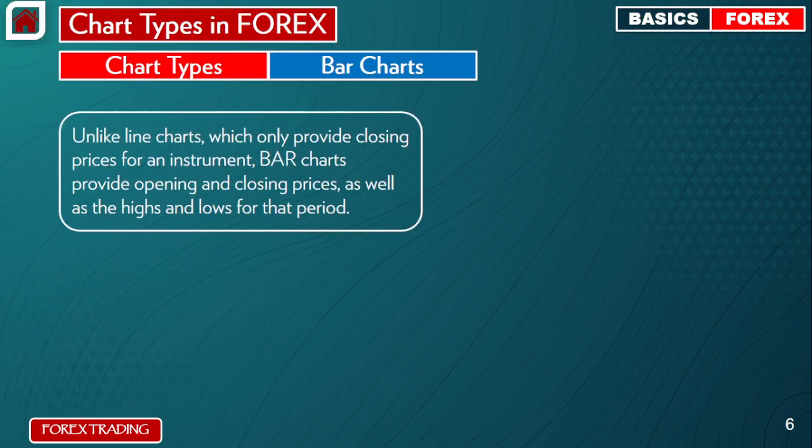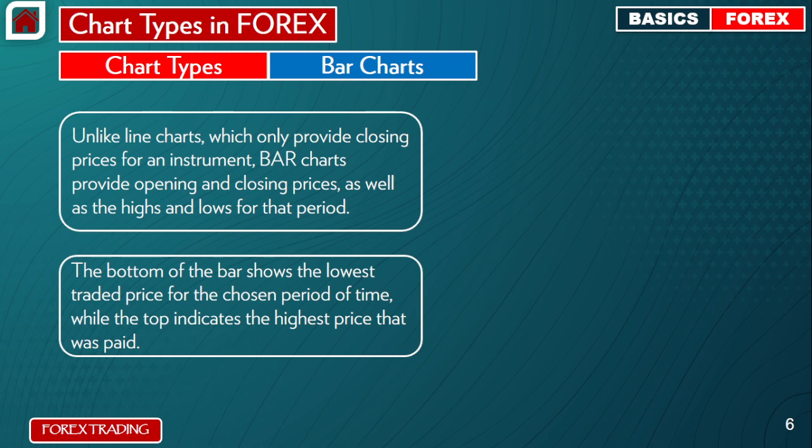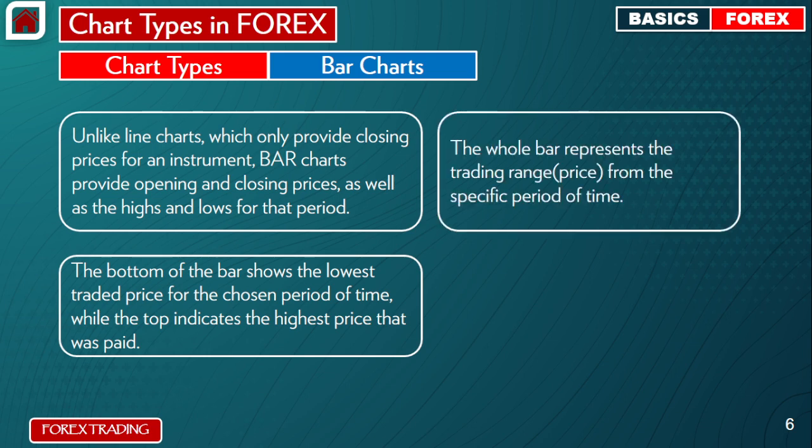Okay, now let's talk about bar charts. Unlike line charts, which only provide closing prices of an instrument, bar charts provide opening and closing prices, as well as the highs and lows for that period of time. The bottom of the bar shows the lowest traded price for the chosen period, while the top indicates the highest price that was paid at that time. The whole bar represents the trading range from that specific period of time.